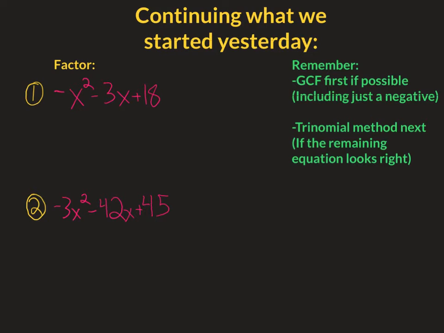Here we've got a couple problems to factor. And remember, over there on the right-hand side, GCF first, okay? Always start there. Look for any GCF you can pull out, including just a negative, okay? If there's a negative you can pull that out.